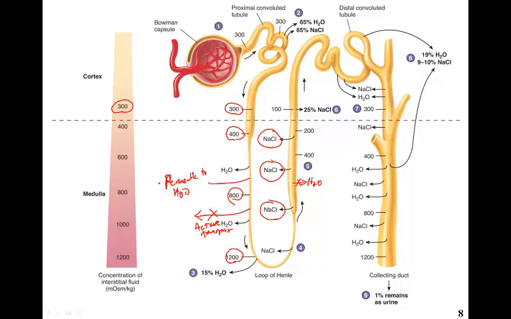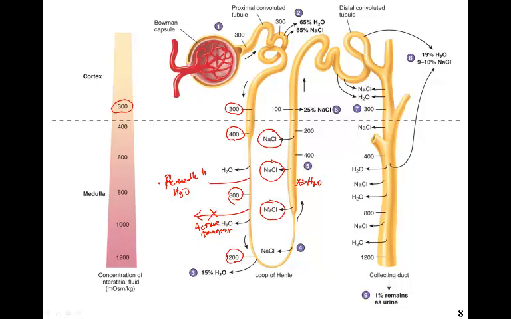So we're out of the loop of Henle. We're here, and then we have the distal convoluted tubule and the collecting duct. And this is where basically the remainder of sodium and water reabsorption occurs. So anything that makes it past the collecting duct is going to become urine. So this is the last chance to do sodium and water reabsorption.